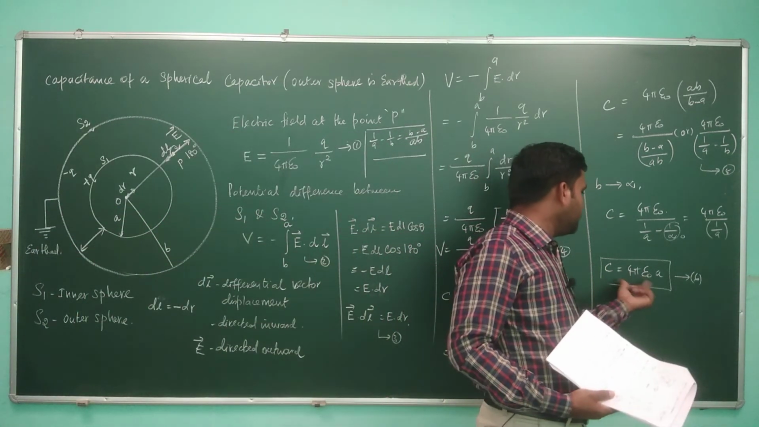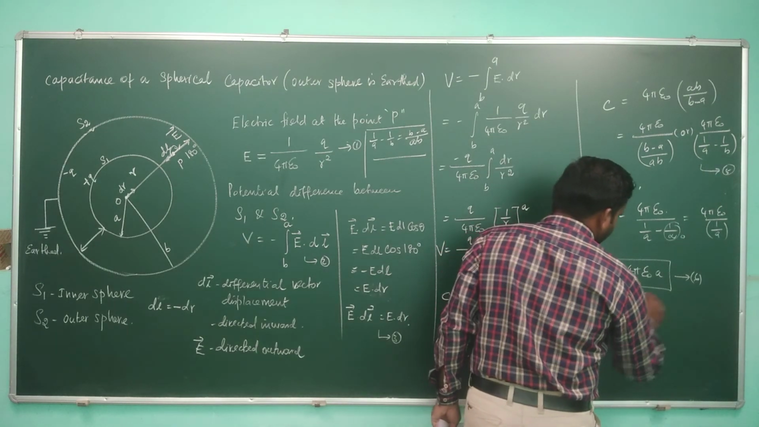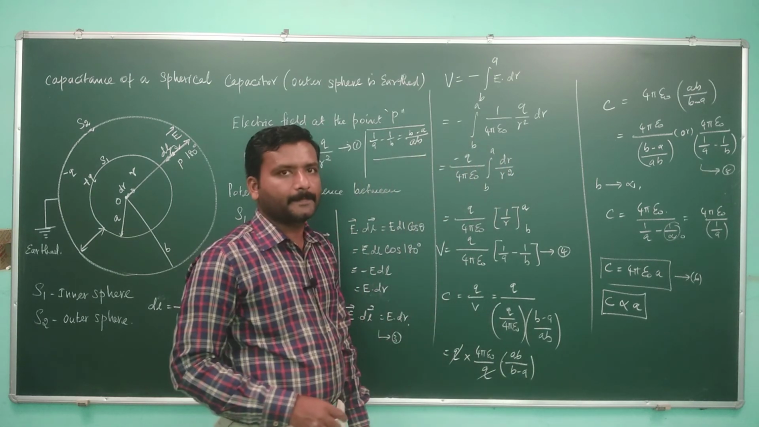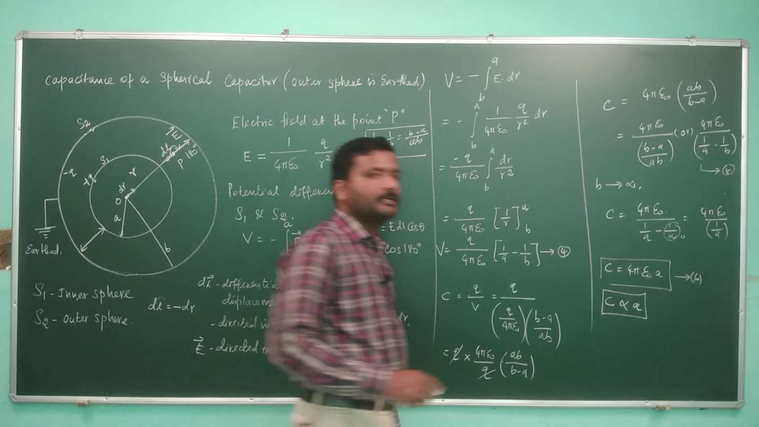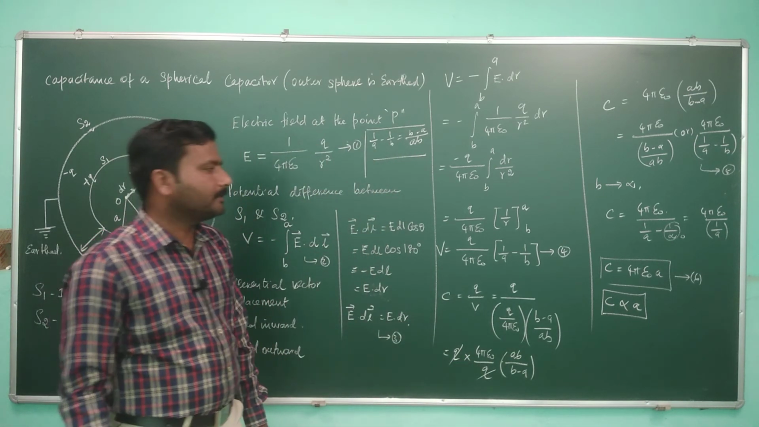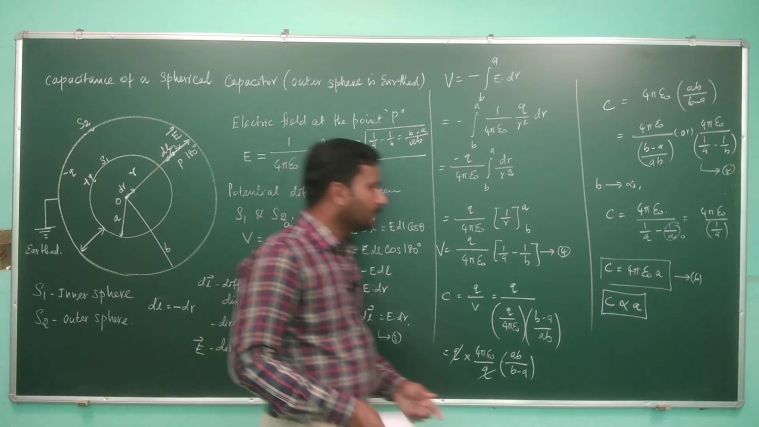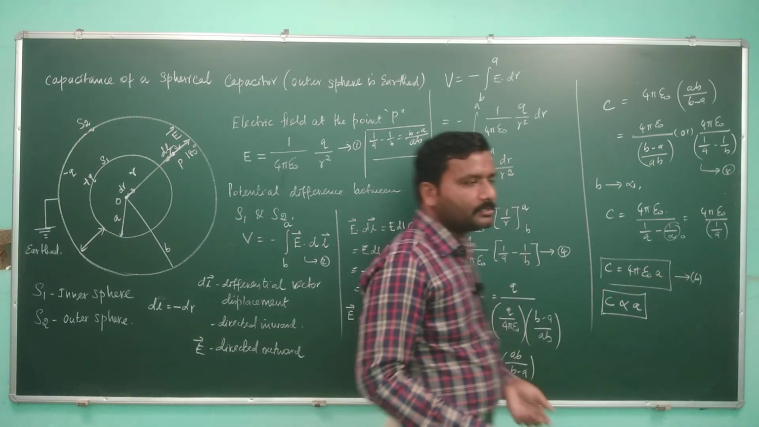That is, you can say that it is directly proportional to the radius of the sphere, because all other terms are constant. Suppose the inner sphere is filled with some other material instead of air, then you have to include epsilon r in this equation, as you know already. So this is the capacitance of a charged sphere.